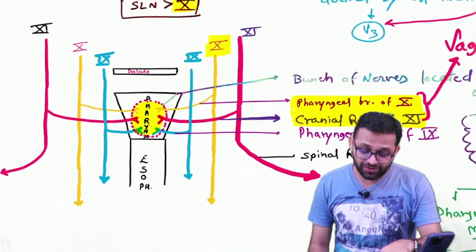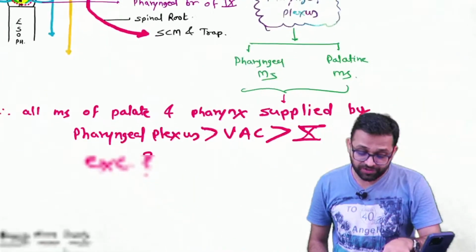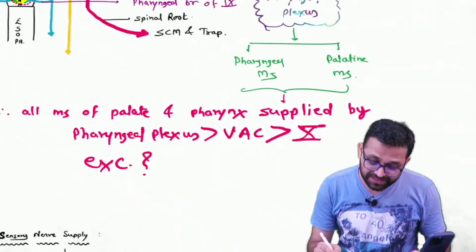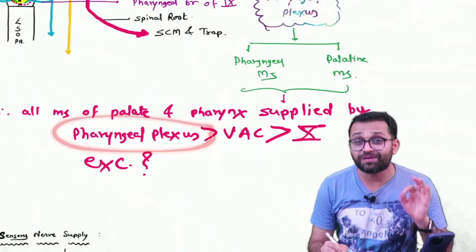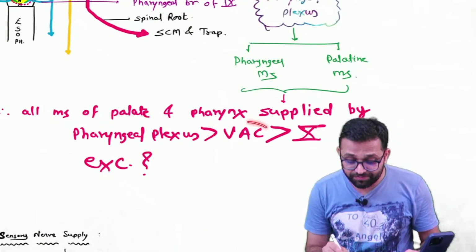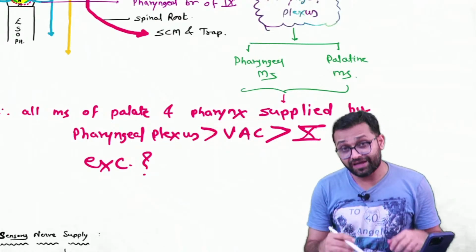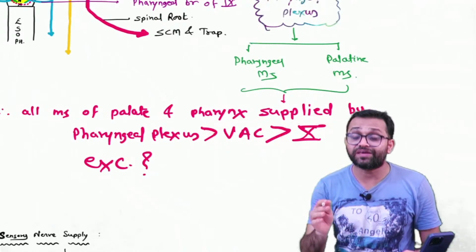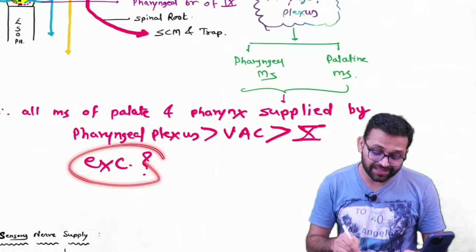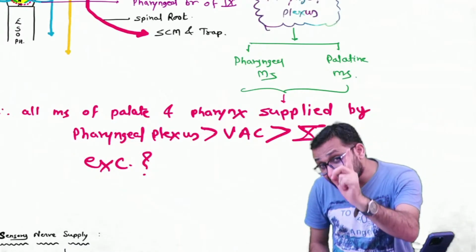Getting the point? Okay, sir. So this is our pharyngeal plexus. So remember, all muscles of the palate and the pharynx are supplied by the pharyngeal plexus. This is the best answer. If it is not given, you can mark the vagus accessory complex. And if it is not given, then you can mark the vagus nerve also. Okay? Except, do you know? Except tensor palatini.